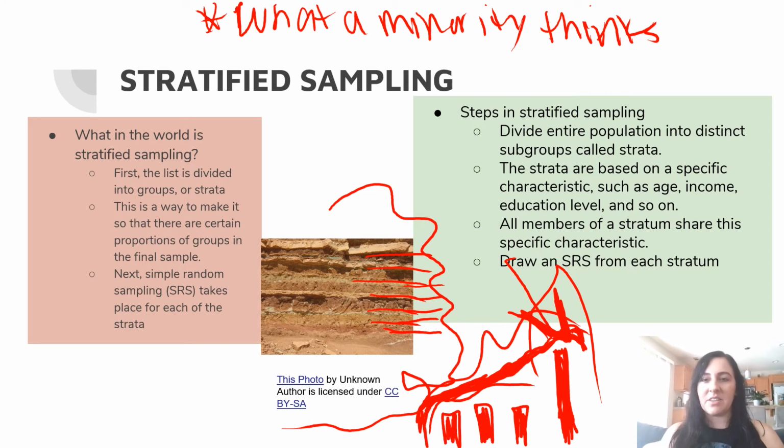All right, so the first step is to divide the entire population into distinct subgroups called strata. The strata are the different levels or the different categories, okay? So these strata are going to be based on specific characteristics. Like maybe if you're looking at income levels, or ages, age groups, or different religions, or anything like that, whatever you're trying to study. Okay, so you have those specific categories that you're looking at, right?